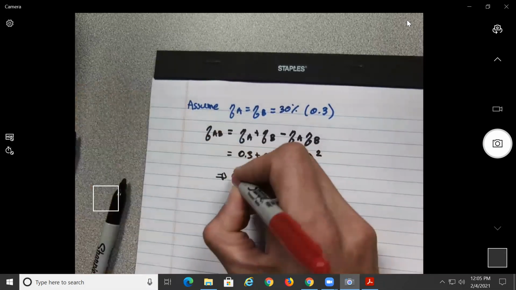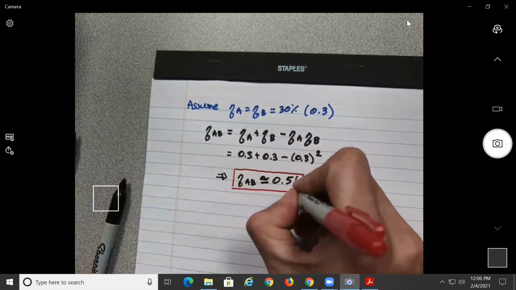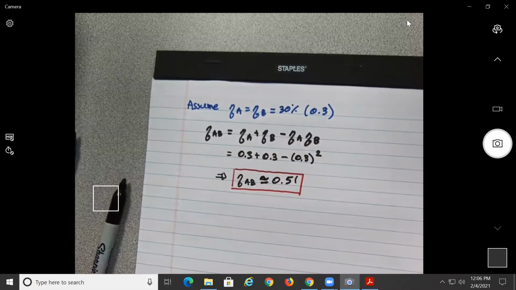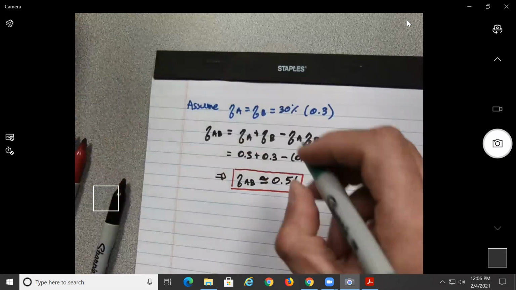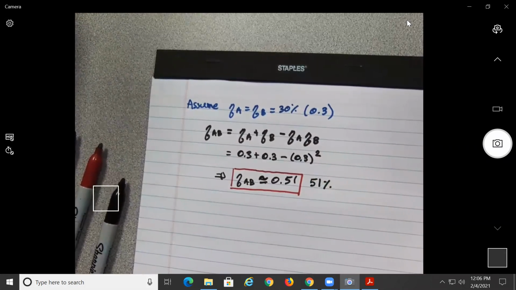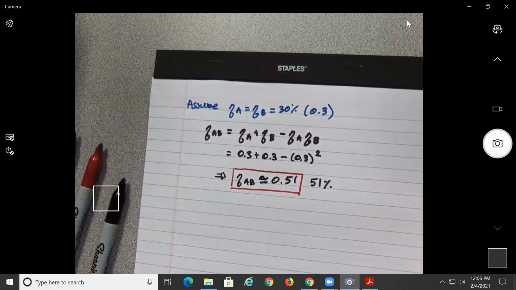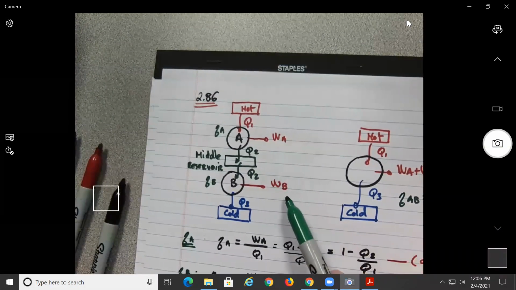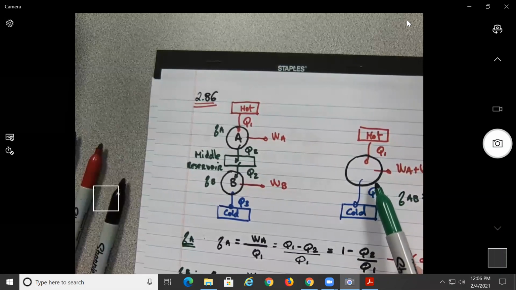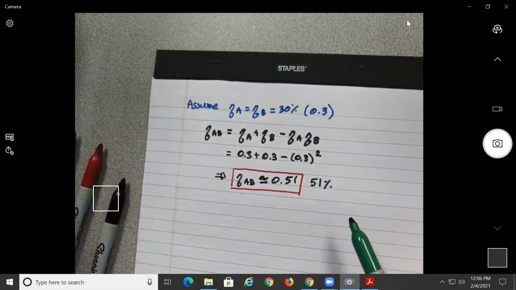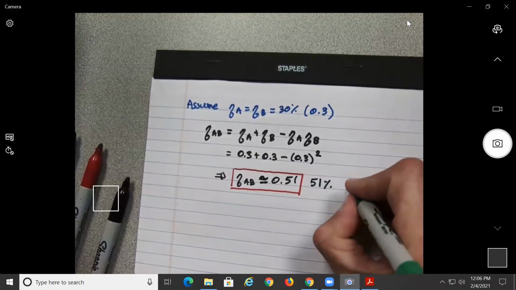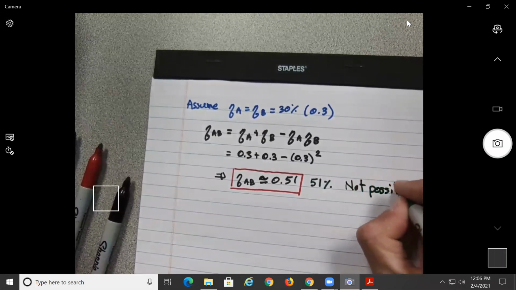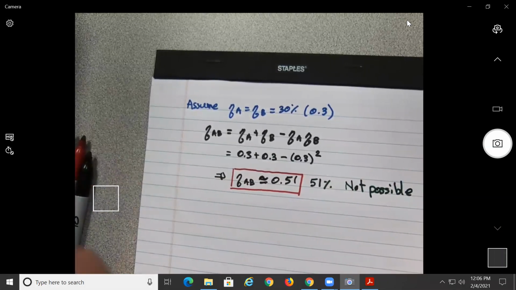So now, the question is, is that possible? What does that mean? Can you have a generator that is 51% efficient? We just said that the maximum efficiency of an engine is about 30%. So if you want to have the same amount of work or power, work A plus work B, using just one generator, the efficiency of that generator should be 51%, which in this case is not possible.